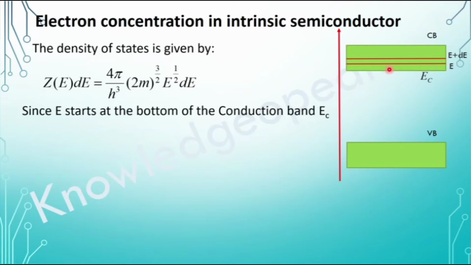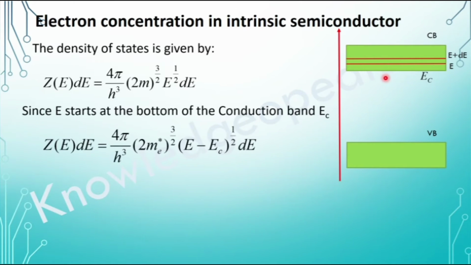So our energy starts from this value EC, which is nothing but the bottom of the conduction band. Because of this reason, we will be shifting our reference point from 0 to EC. This leads to a modification over here. Here I have written E as E minus EC.